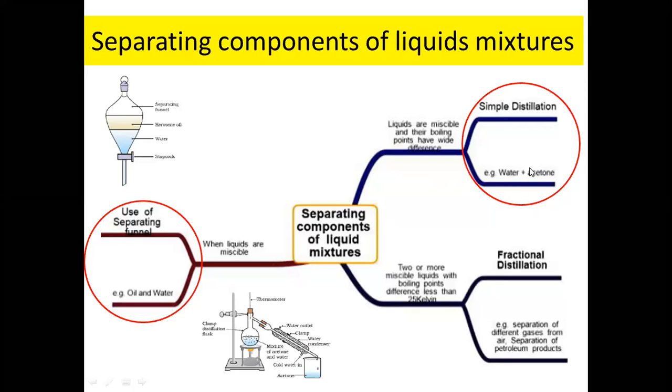and they are miscible to each other, but the boiling points of these two components are different, and by using distillation, first the acetone is going to boil, and you can use the similar apparatus. When acetone is boiled, you can collect it in a beaker, and the rest, you can find out, the water will be here. So two components are separated by using simple distillation.